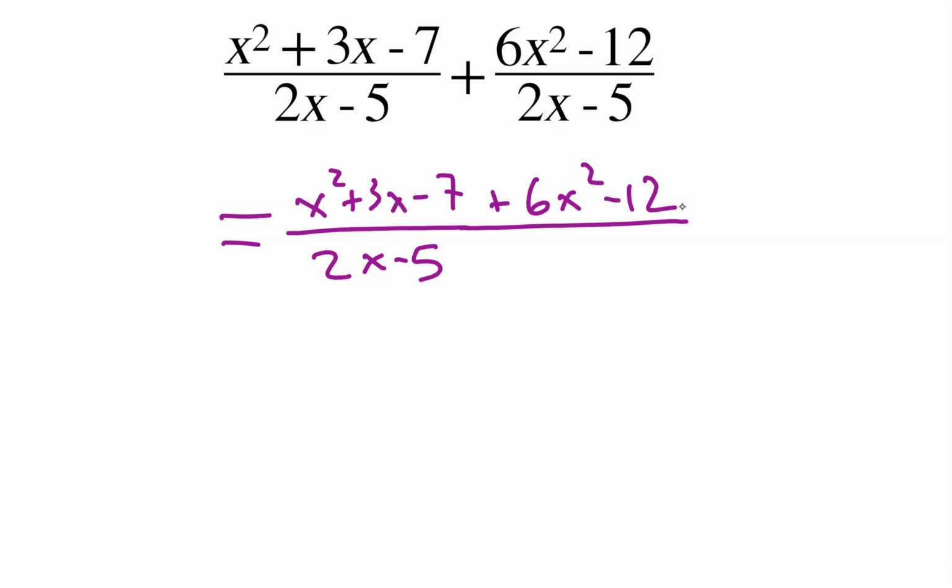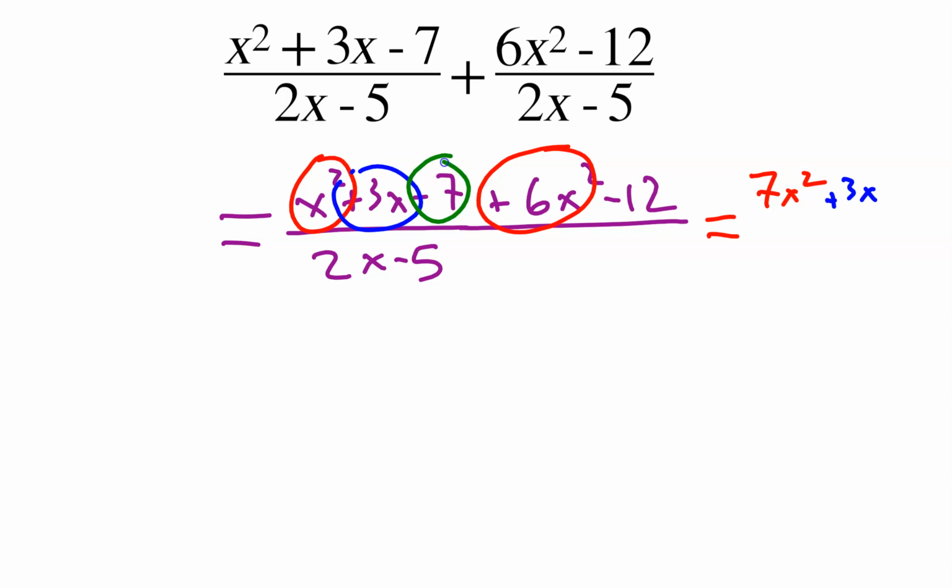And we would just combine like terms. So I know that I have 1x squared plus 6 more x squared, which is going to give me 7x squared. I have a plus 3x, and there's no other x term, so I'm going to have plus 3x. And I have a minus 7 with a minus 12, which combines to be minus 19. And again, the denominator stays the same because that's how we add fractions, and we get 2x minus 5.